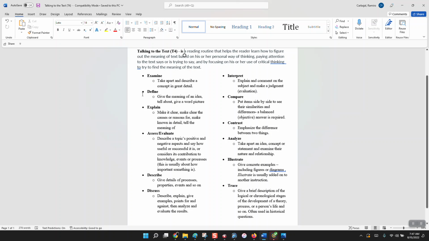So all of these different ways, examining something, defining, explaining, assessing, describing, discussing, interpreting, comparing, contrasting, analyzing, illustrating, tracing, we do this all the time in our thinking when we're trying to figure something out. This is just going to be our way of doing it constantly in class. So when I give you the notes, you're able to use these different ways of explaining your thinking and then write it down on the actual paper. So now when I give you, say, 5 minutes to go over a section, you contrast something, you illustrate something, you explain something, you define something, and then there are questions.